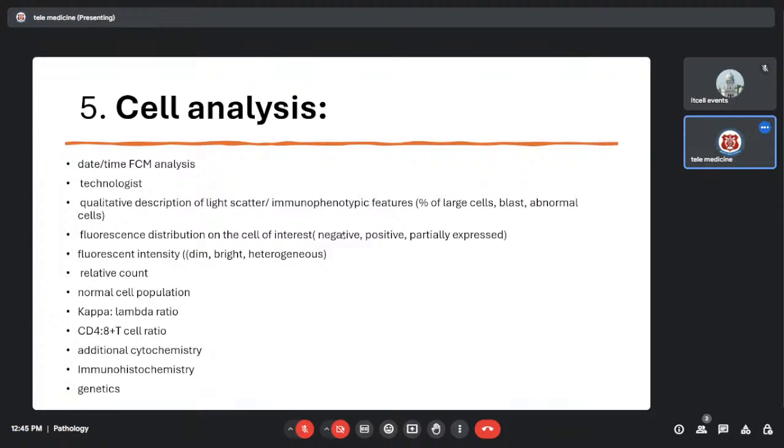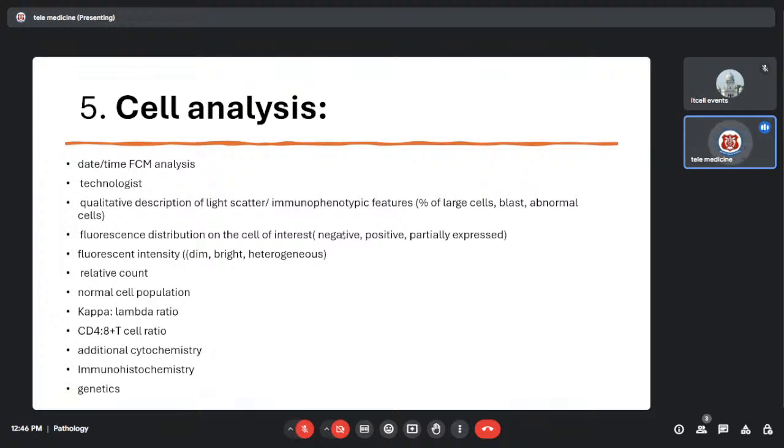Cell analysis. Okay. So quantitative description of light scatter, immunophenotypic features, लार्ज सेल थे, एबनॉर्मल सेल थे, ब्लास्ट थे या कुछ भी नहीं थे, ठीक है, नॉर्मल पॉपुलेशन था. फ्लोरेसेंट डिस्ट्रीब्यूशन इन टर्म्स ऑफ नेगेटिव, पॉजिटिव और पार्शियली एक्सप्रेस, ठीक है. देन फ्लोरेसेंट इंटेंसिटी, डिम है कि ब्राइट है कि हेटेरोजेनस है इन कंपैरिजन टू योर नॉर्मल इंटरनल, ठीक है. जैसे हम CD10 देख रहे हैं ऑन अ बी सेल, तो यू कैन ऑलवेज कंपेयर विद न्यूट्रोफिल. रिलेटिव काउंट, नॉर्मल सेल पॉपुलेशन है या नहीं है, ओके.